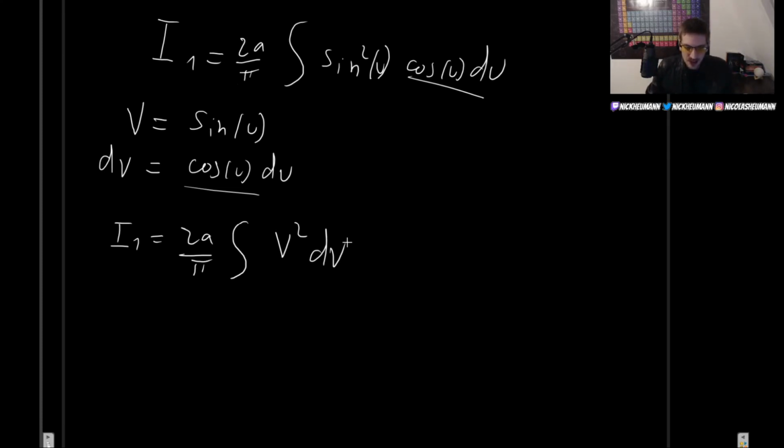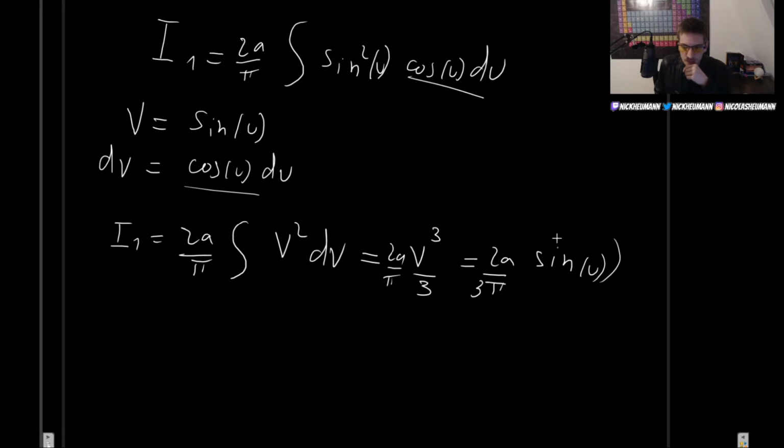We now have an integral that we know how to solve quite easily. This is simply v cubed, with 2a over pi divided by 3. That's great. And now we just have to begin undoing all of these substitutions. So v was sine of u. So 2a over 3 pi, sine of u cubed.